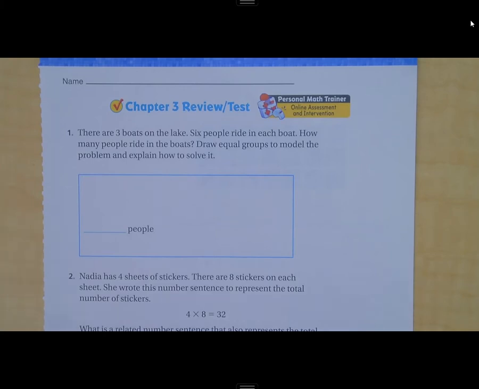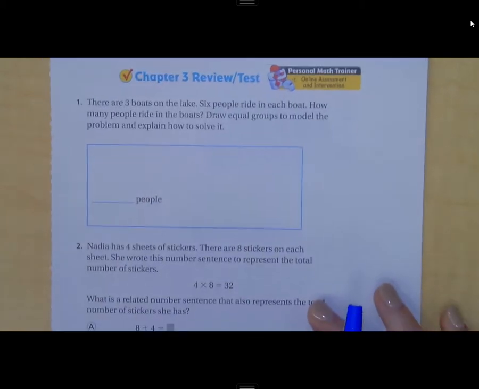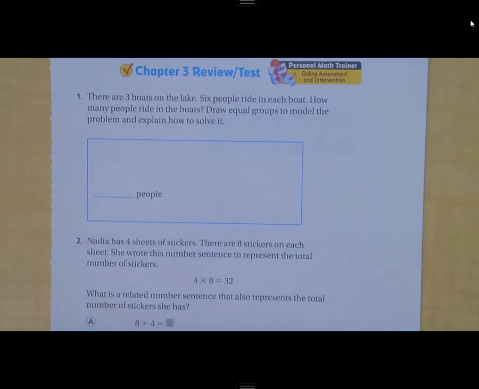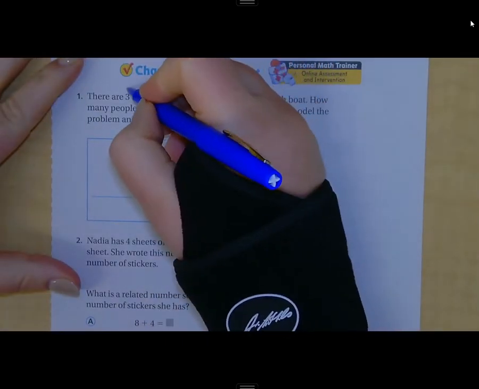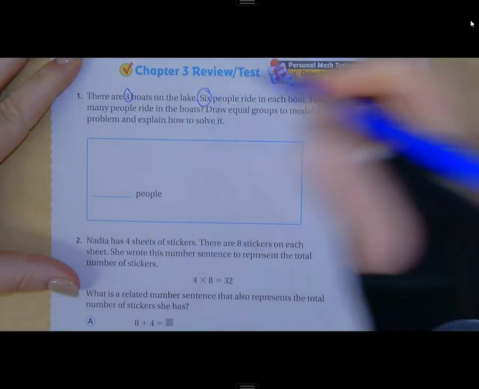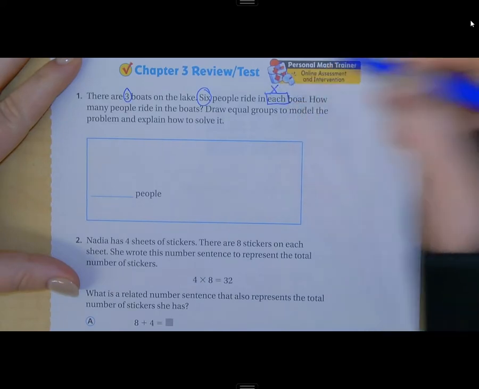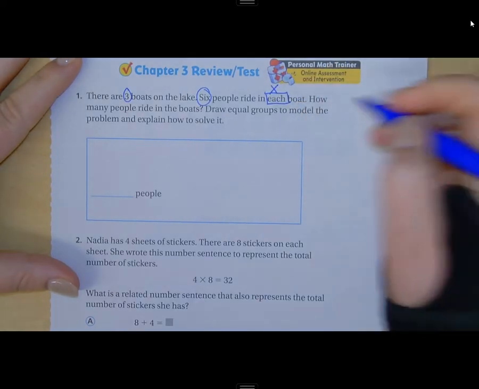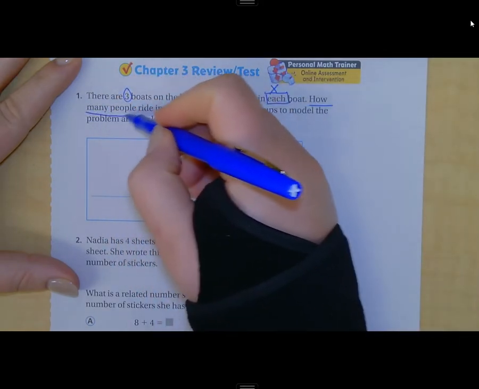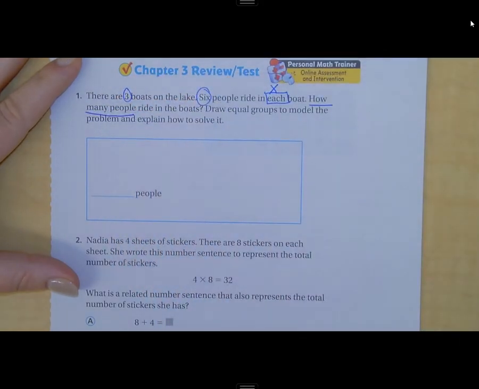Okay, let's begin. We are doing the Chapter 3 study guide from your GoMath textbook. Here we go. There are 3 boats on the lake. 6 people ride in each boat. Remember, each is a clue word for multiplication. How many people ride in the boats?